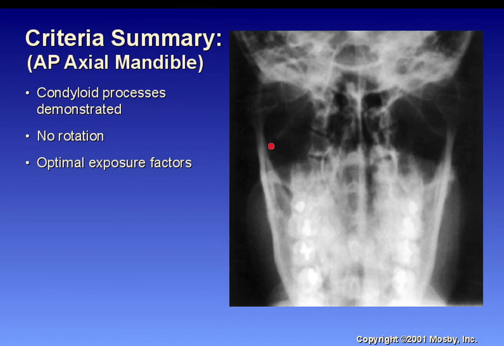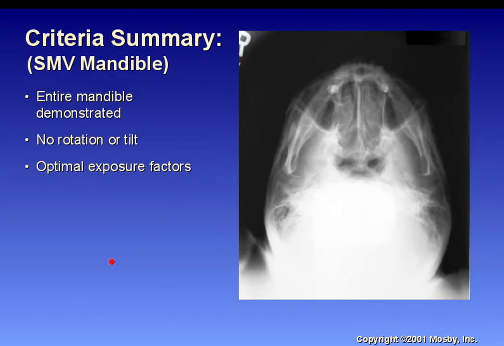Condyloid processes are demonstrated. So right in here is really what you're looking at. Those condyles. The head and the condyles are imaged within that AP axial mandible. So it's not the entire mandible. You're focusing on the condyles.